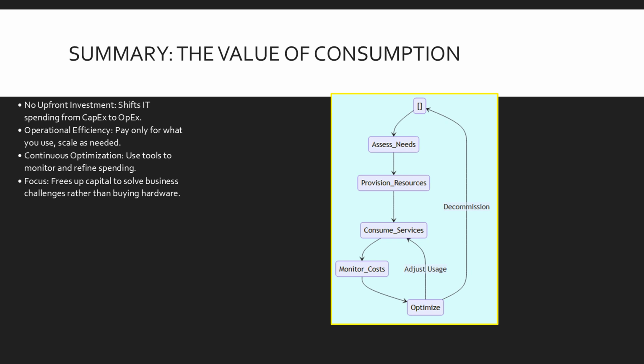We conclude with the life cycle of consumption. We start by assessing needs, then provision resources. The core loop involves consuming services and monitoring costs. Based on monitoring, we enter the optimized state, where we either adjust usage and loop back to consumption, or decommission resources entirely to stop costs. This cycle ensures continuous value.